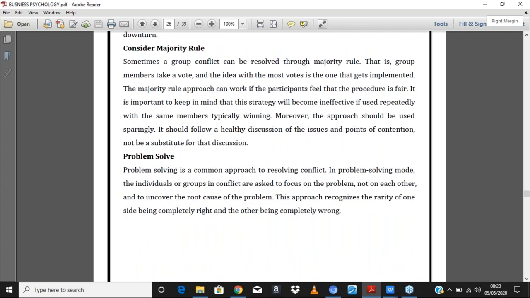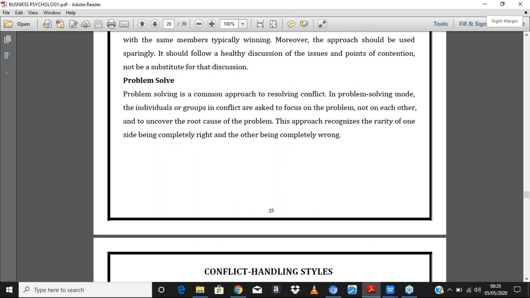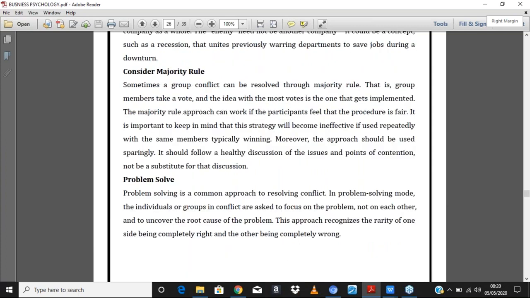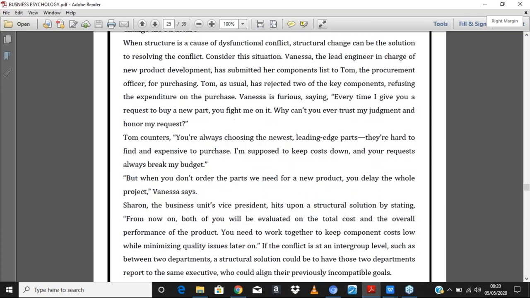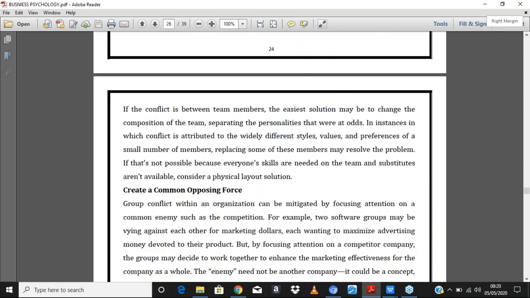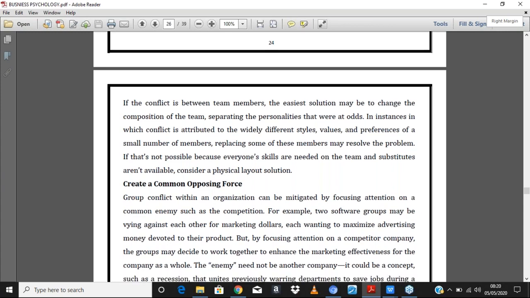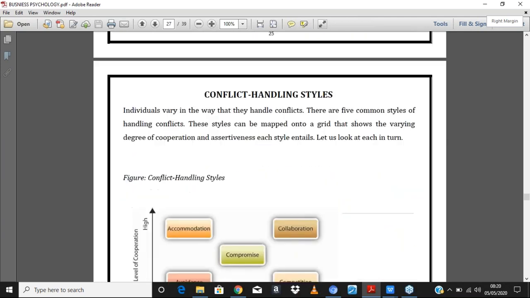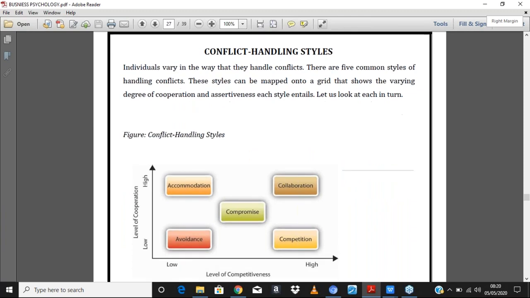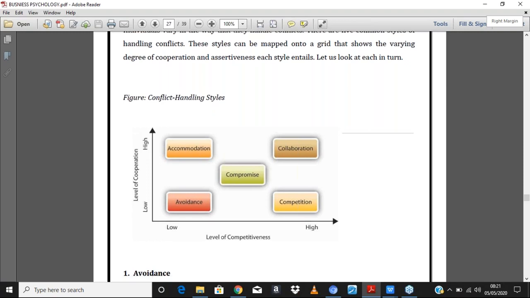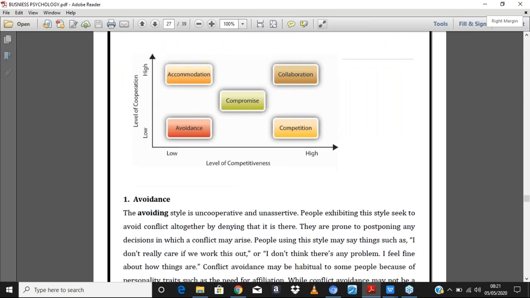So problem solving is a common approach. Now you're handling conflict. We're looking at how to manage conflict, and we have looked at certain tidbits that can help us. We said re-examine the structure of how things operate. You can change the team. If the team is not getting along, having problems, challenging, misunderstanding, you can change the team. Then we said you can also consider what is called the majority rule, and solve the problem. So there are different styles in handling conflict, different styles in conflict resolution or conflict handling, and we're going to look at 5 styles majorly. Okay, 5 styles.